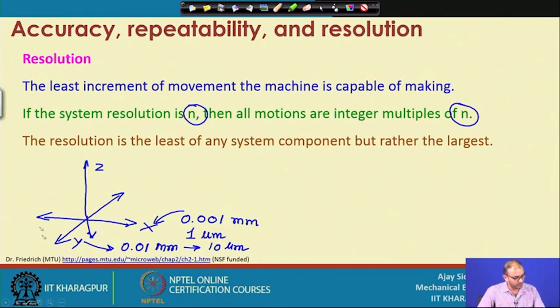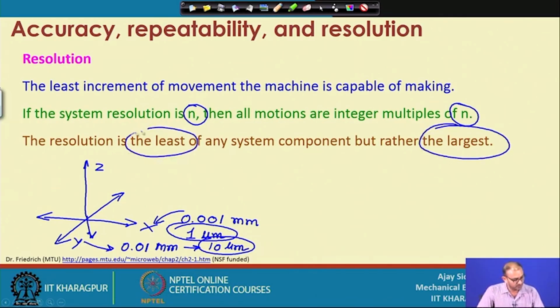Because this whole thing is a system, somebody will ask you the question, what is the resolution of your system? Whether we tell them that our resolution is 1 micron or 10 microns, that question is very important to ask. Here we have to go with the largest one, not with the least one, because our system is working with 1 micron resolution on only one axis, but the other axis has 10 micron resolution. Ultimately, whatever is the largest value of resolution, that will be the resolution of the system.